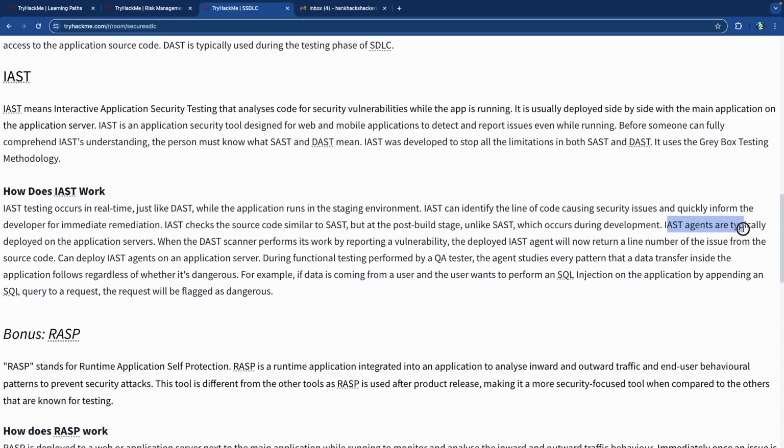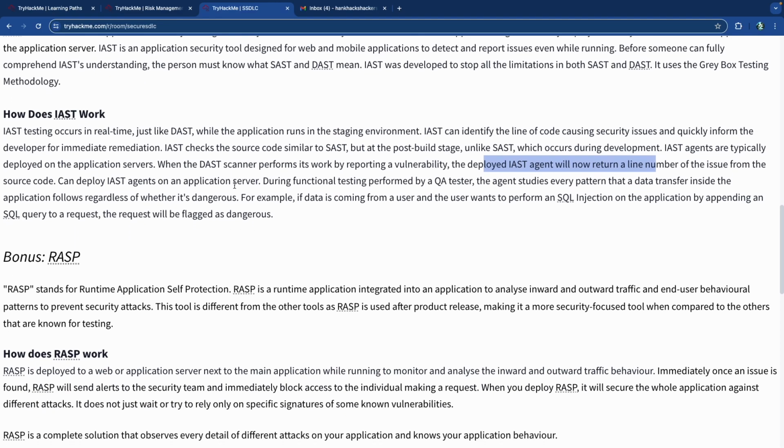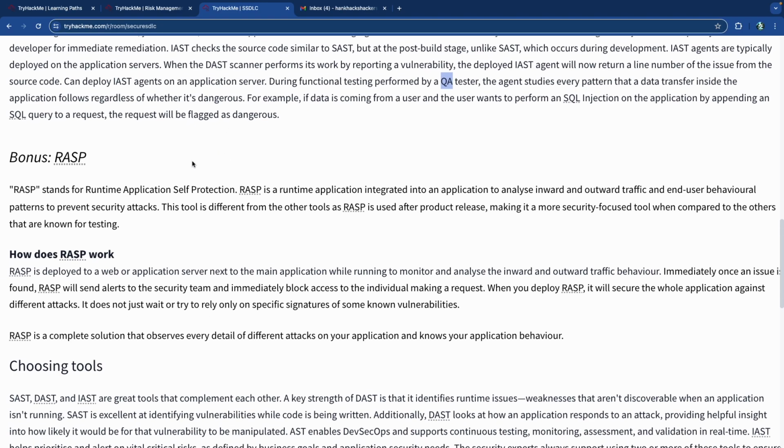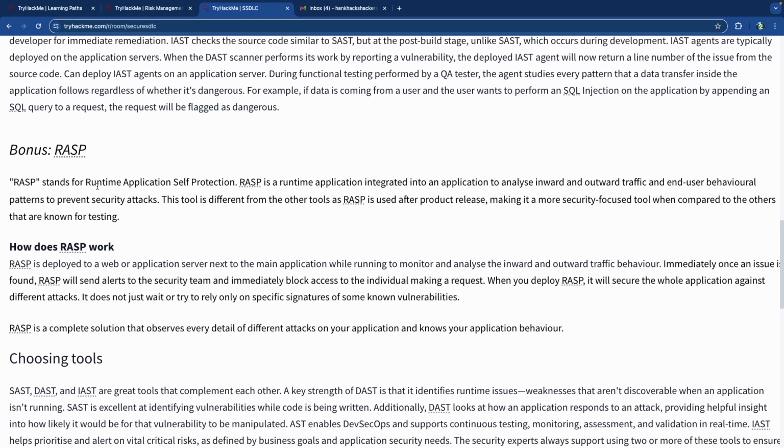And agents, IAST agents, are typically deployed by the application server. When the DAST scanner performs its work by reporting vulnerability, the deployed IAST agent will now return a line number of the issue with the actual code itself. And the IAST agents on the application server can actually be deployed during functional testing by a quality assurance tester. The agent studies every pattern that the data transfer inside the application follows, regardless of whether or not it's dangerous. And if the data is coming from a user and the user wants to perform SQL injection by appending an SQL query to a request, the request will be flagged as dangerous.